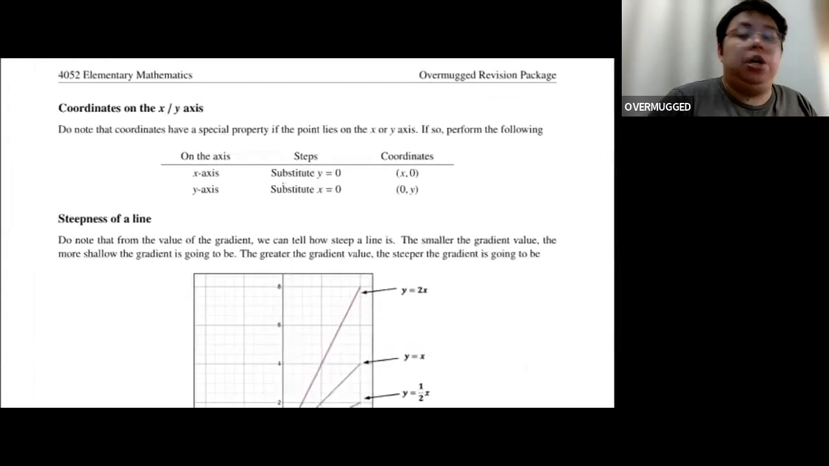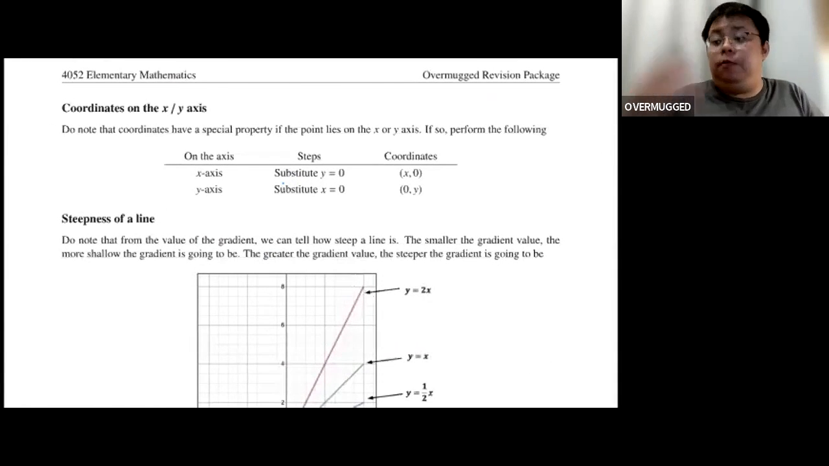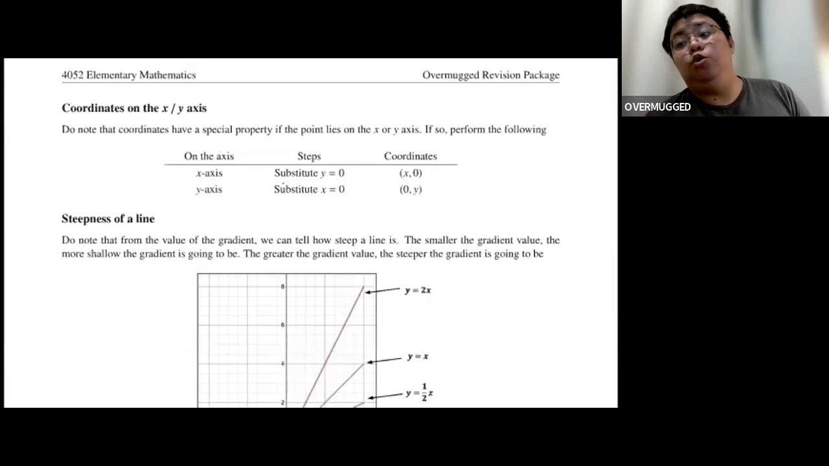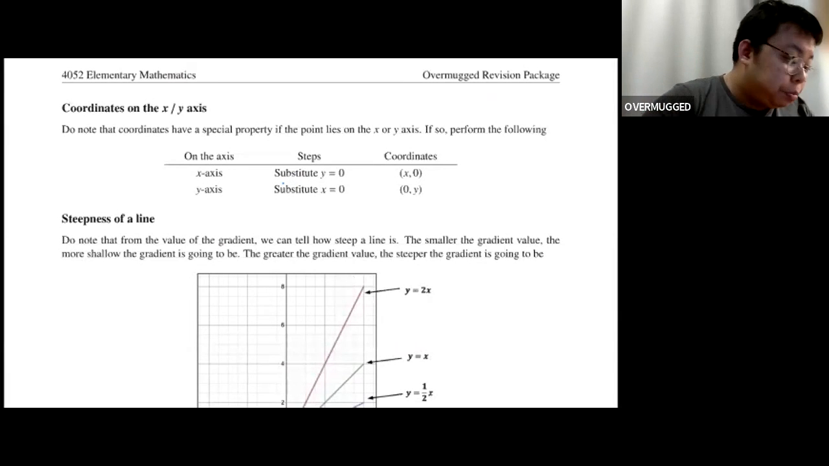Next, coordinates on the x and y axis. If the question tells you that your line passes through the x and y axis and your job is to figure out the coordinates, just remember that on the x-axis, y equals 0, and on the y-axis, x equals 0, and you have your respective coordinates. This one is very easy to make careless mistakes, so be careful.